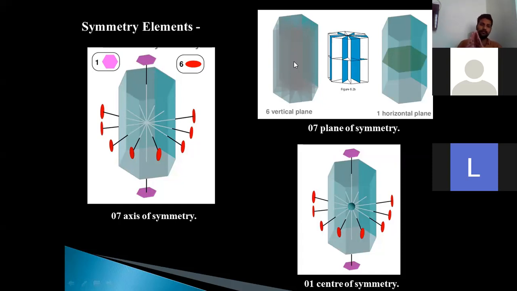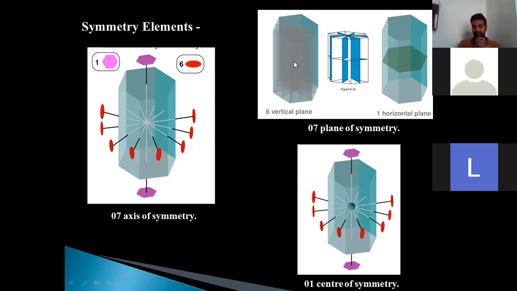So these 7 axes of symmetry are classified simply into the six-fold axis of symmetry and the two-fold axis of symmetry. So you can see in the diagram that on the vertical axis, the hexagon is mentioned there. It indicates the six-fold symmetry, whereas the red marking is for the two-fold symmetry.